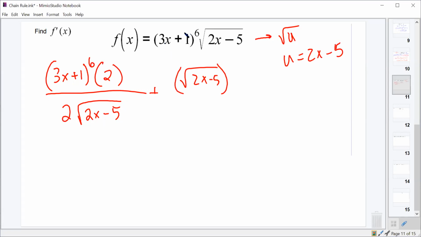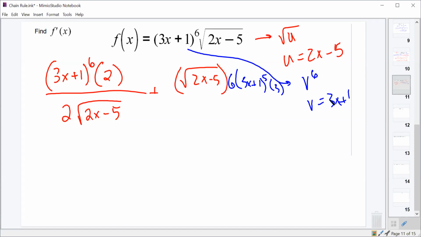times the derivative of 3x plus 1 to the 6th, and 3x plus 1 to the 6th, we'll call that v to the 6th, with a v equal to 3x plus 1. So that should be 6 times 3x plus 1 to the 5th times the 3 of the 3x plus 1. Everybody good with that? Yep. Okay, cancel out those 2's.